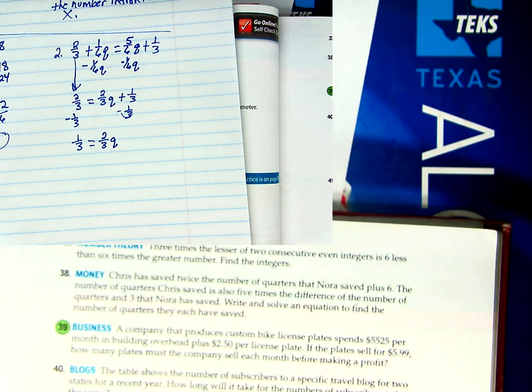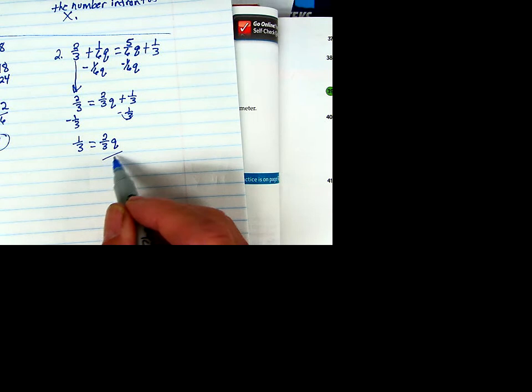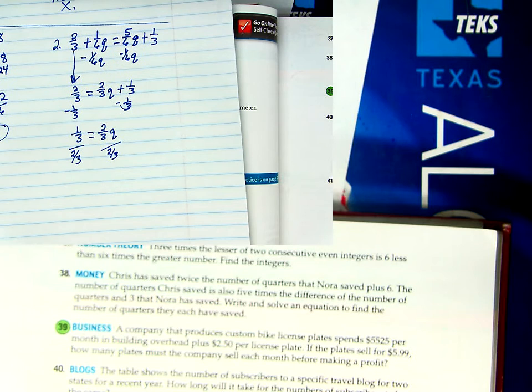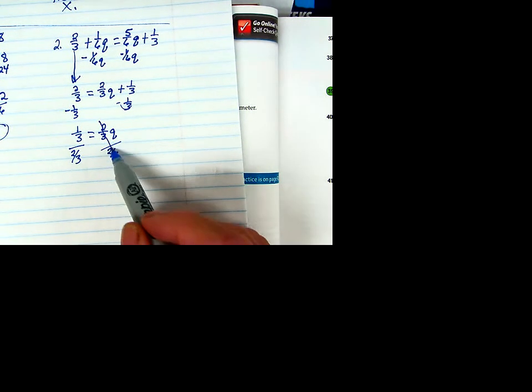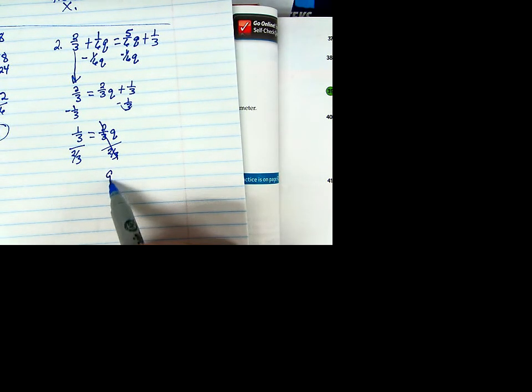Now we're down to the last step. Divide both sides by the number in front of q. The number in front of q is 2 over 3. So divide by 2 over 3, divide by 2 over 3. We know that this reduces to 1, so over here we have just q.